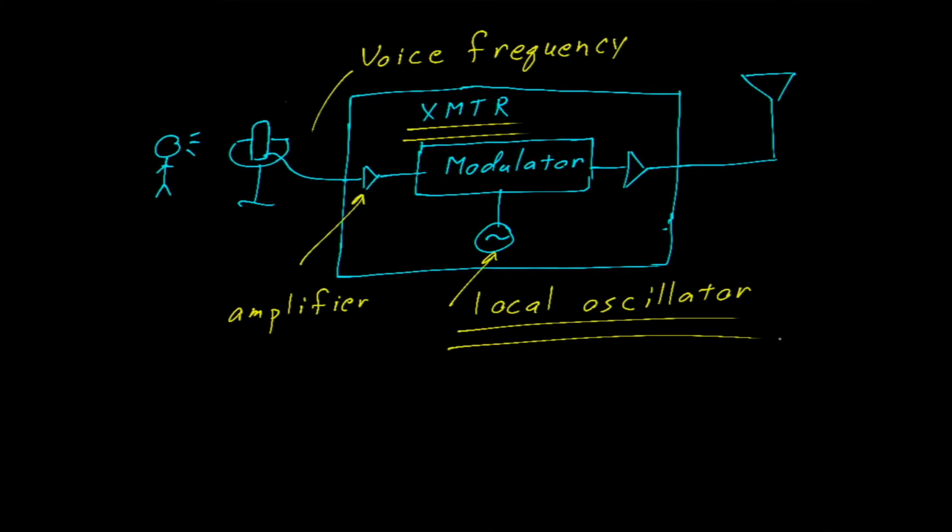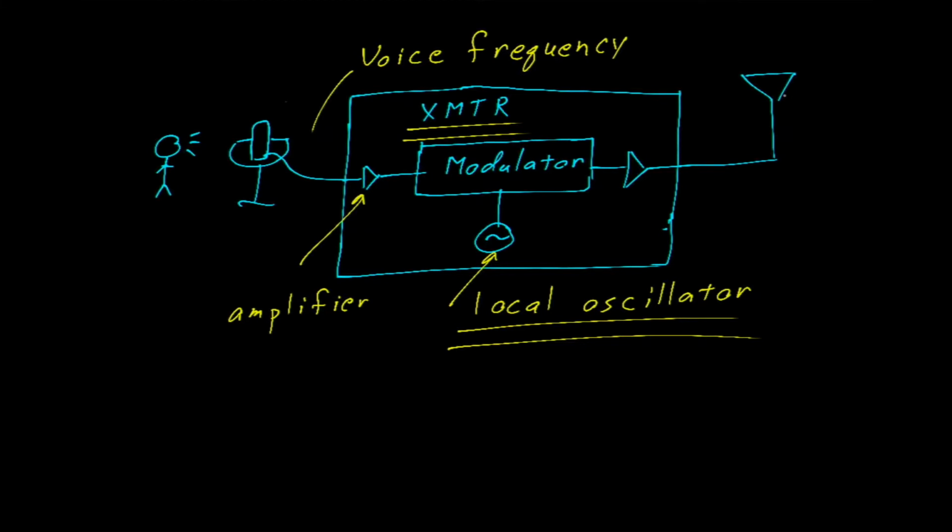We do this for a couple of reasons. First, voice frequencies don't travel over the air very well. It doesn't matter how big your amplifier would be. If you connected the microphone to an amplifier to the transmitting antenna, you're not going to be able to transmit very well. High frequencies, on the other hand, transmit extraordinarily well.